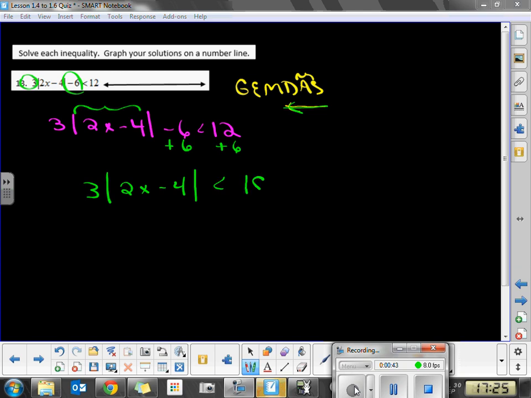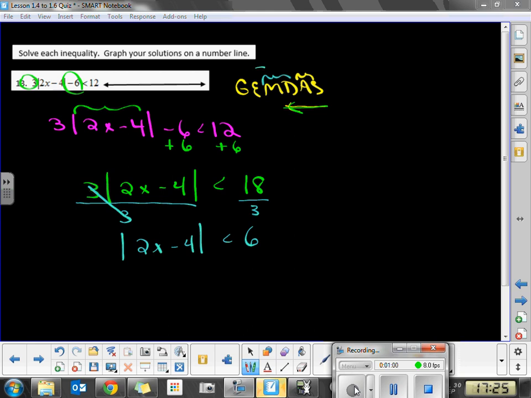less than 18. Now that I've gotten rid of the addition and subtraction, I can work on getting rid of the multiplication and division. So now I want to get rid of multiplying by 3, and that is by dividing by 3. So those will reduce to the absolute value of 2x minus 4 is less than 6.